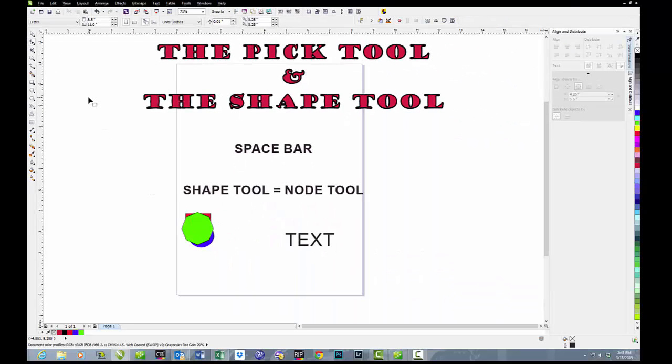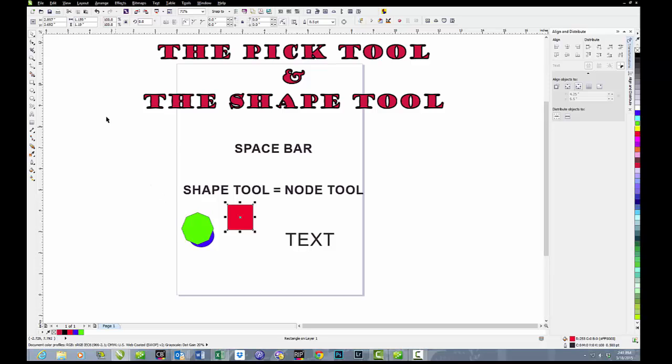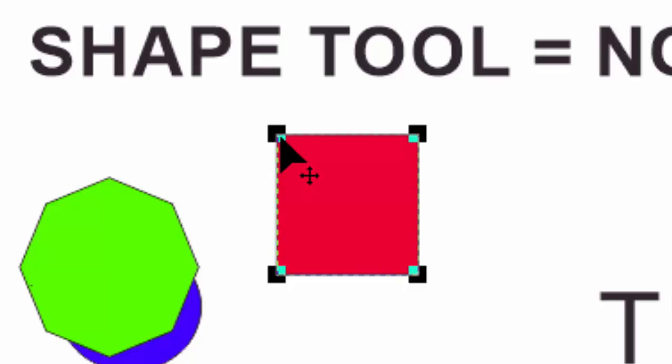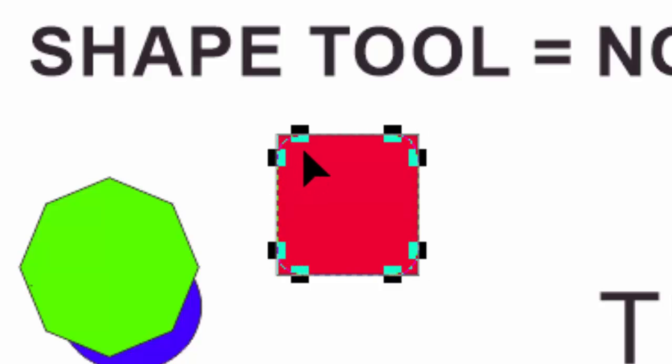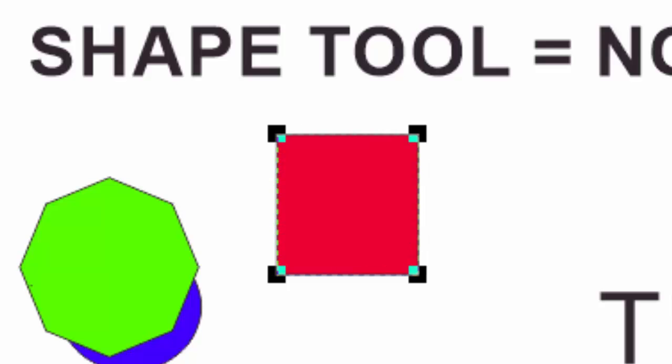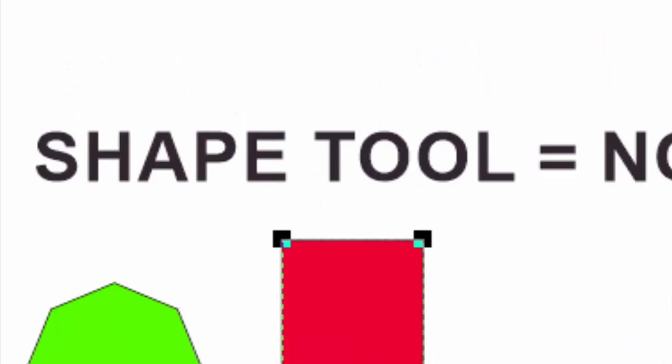For instance, we'll go back and hit our space key. We'll pull this box out. Now we go back to our Shape Tool and we can round the corners of that box. And we do that with the shape tool. Just click and drag. Let's take that back out again with an undo. And let's do something a little different.